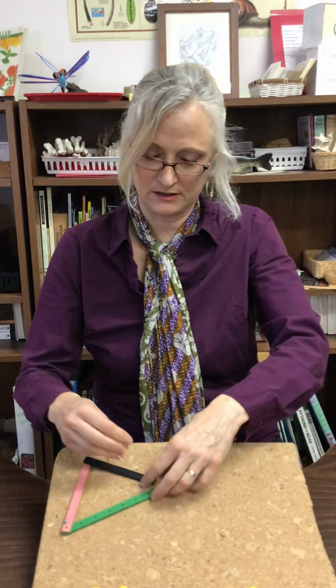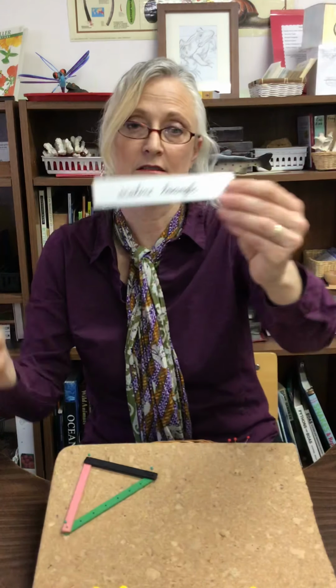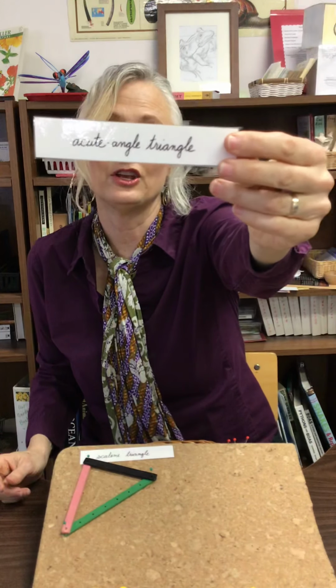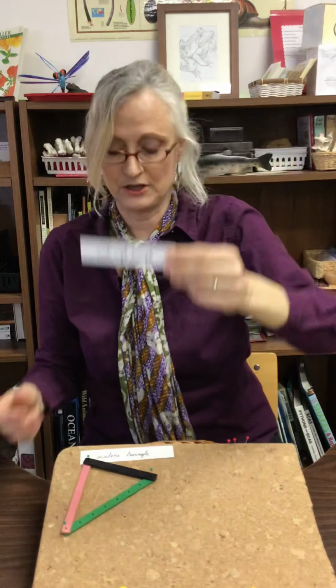Of course, it's not easy for me to get the sticks together. There we go. So this triangle has 3 different lengths of sides. So we know that it is a scalene triangle. It also has 3 acute angles, 3 angles less than a right angle. So we know it is an acute angle triangle. It's an acute scalene triangle. I'm going to stick this right there.